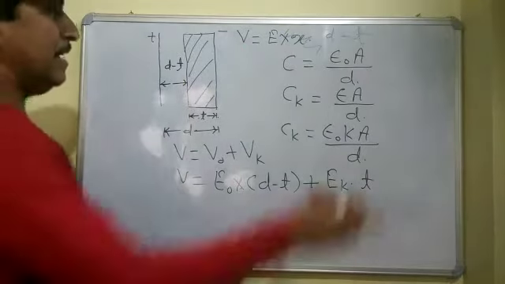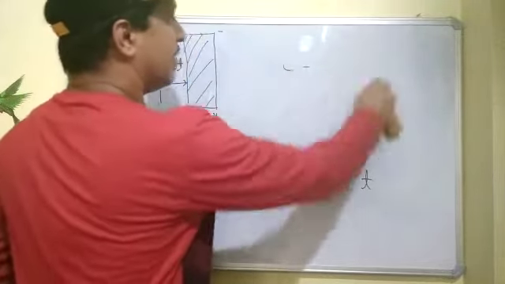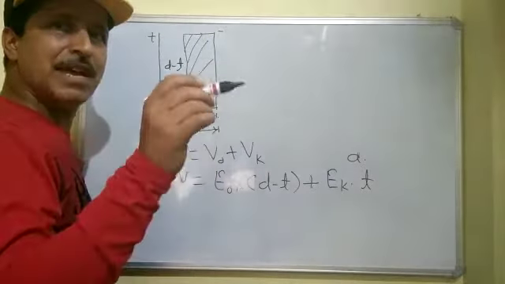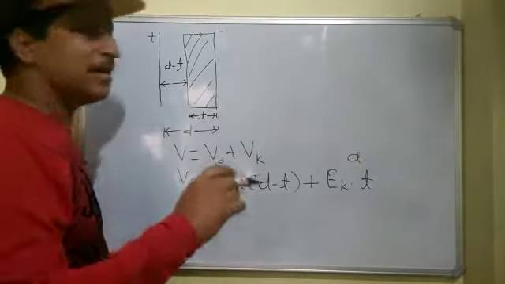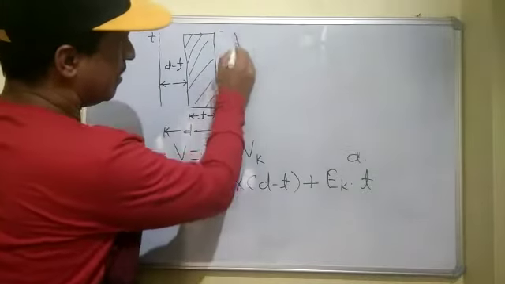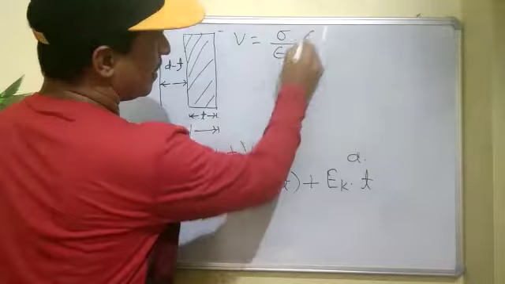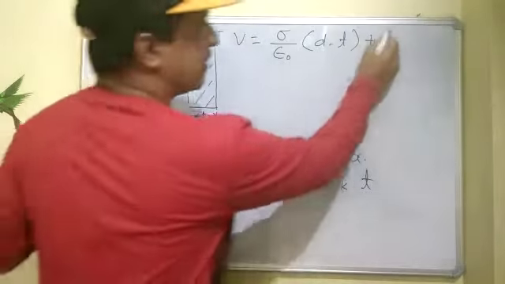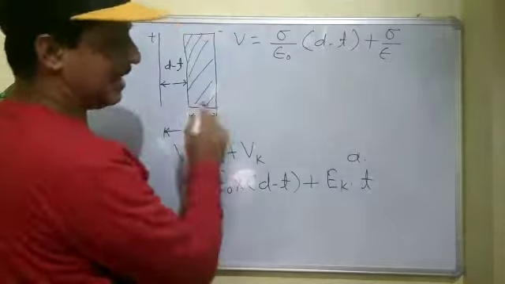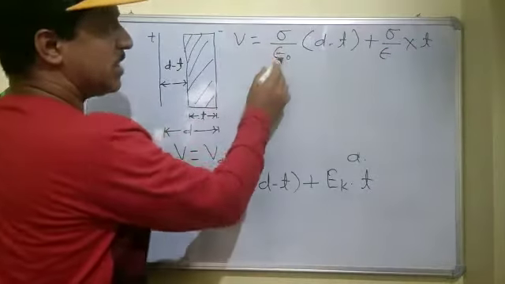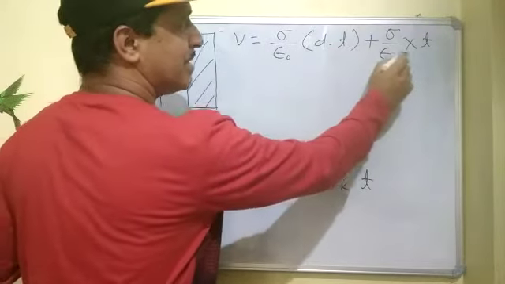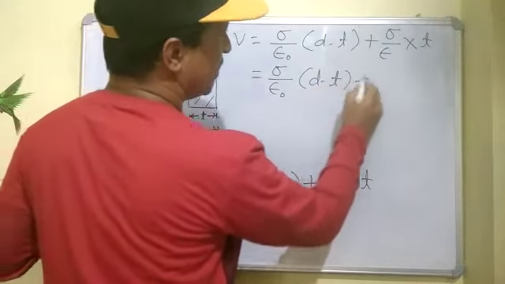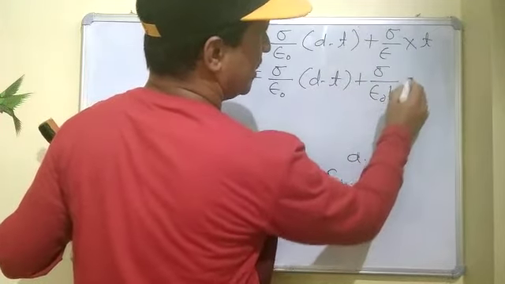Again we know that the electric field near a uniformly charged plate is given by sigma upon epsilon 0 or sigma upon epsilon. So in this case E0 will be sigma upon epsilon 0 and Ek will be sigma upon epsilon, where epsilon is the permittivity of this dielectric slab. So V is equal to sigma upon epsilon 0 into D minus T plus sigma upon epsilon into T, which can be written as sigma upon epsilon 0 into D minus T plus sigma upon epsilon 0 K into T.